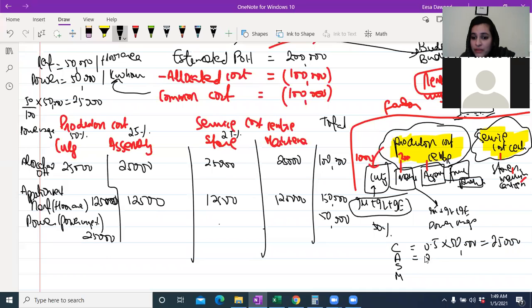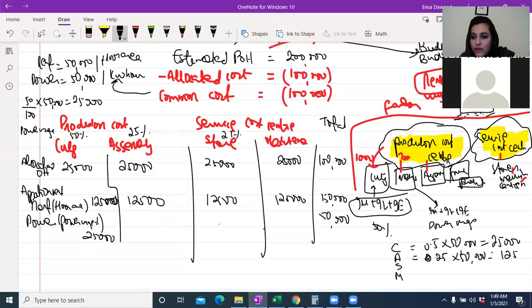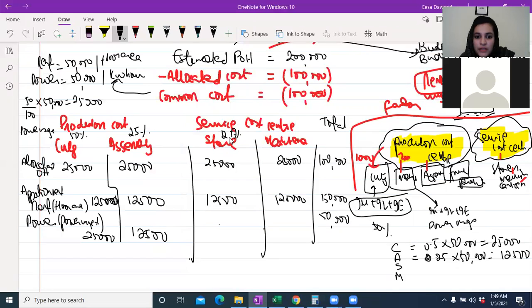Now 25%. Take 0.25 of 50,000, and that would be allocated to the assembly department, which is basically 12,500. Then break the 25% into 2, 25 divided by 2. So it is 12.5% each, 12.5% and 12.5%.